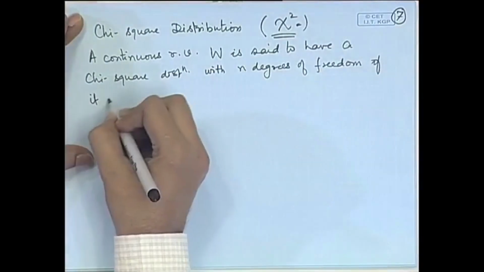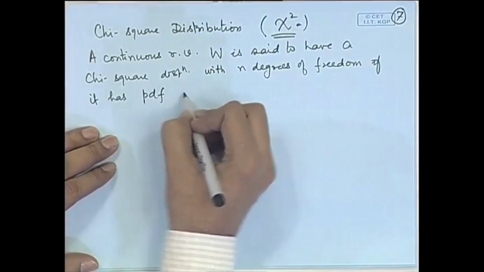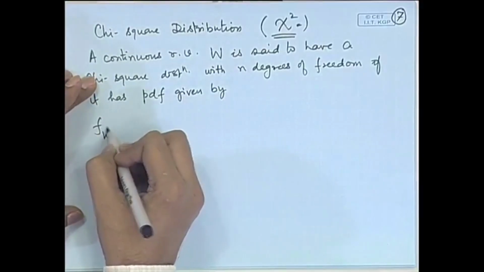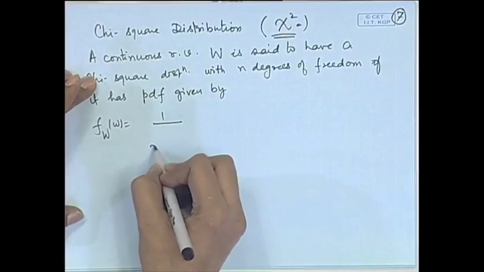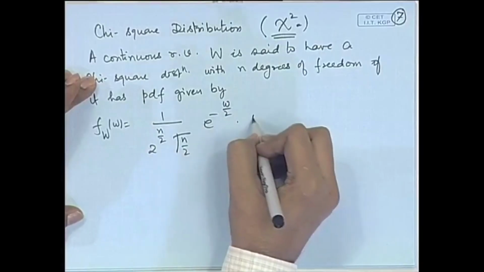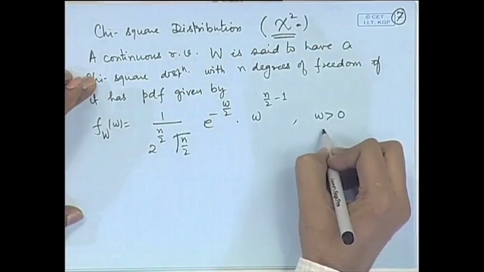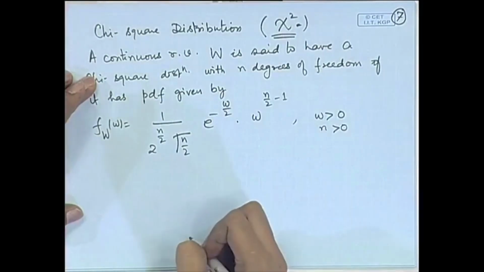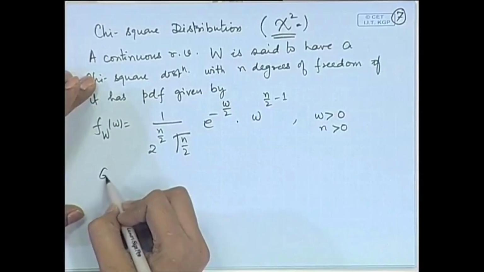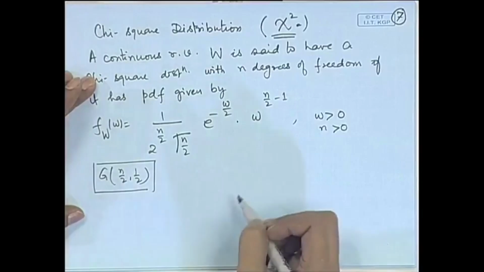if it has probability density function given by, say, f(w) equal to 1 by 2 to the power n by 2 gamma n by 2, e to the power minus w by 2, w to the power n by 2 minus 1, where w is positive, and of course, n has to be positive. If we see carefully, it is actually nothing but a gamma distribution with parameters n by 2 and 1 by 2. So, this is only a special case of gamma distribution.